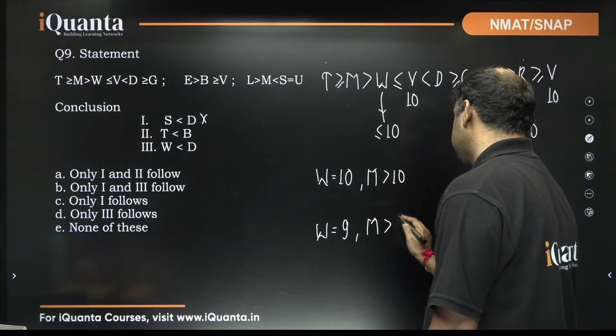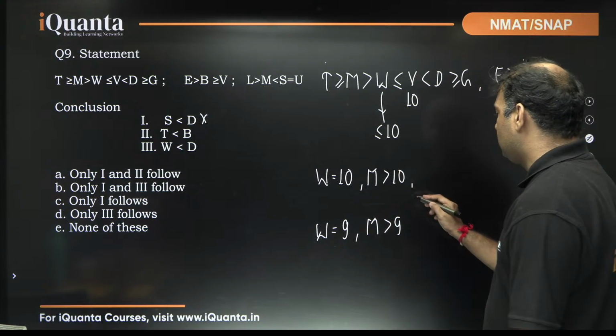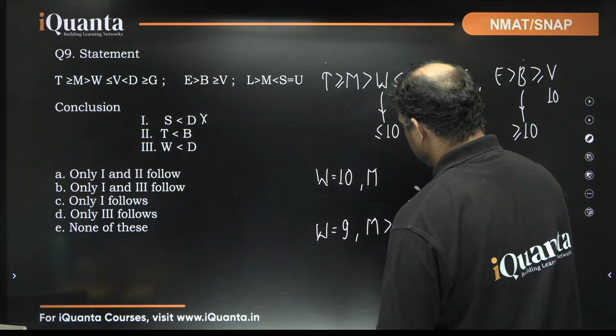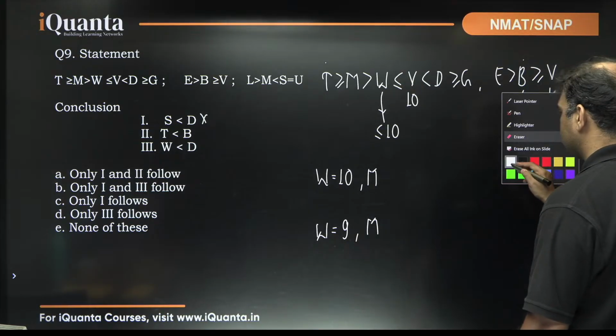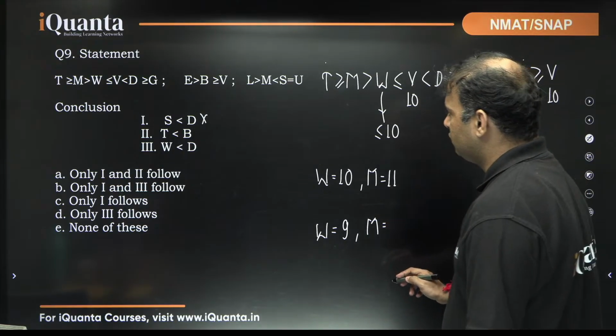Last, T is greater than or equal to M, right? So T, okay, we do not know the value of M, right? If I say M for a while that M is greater than 10, so let's say it is 11. In this case, I'll take two cases. Why?